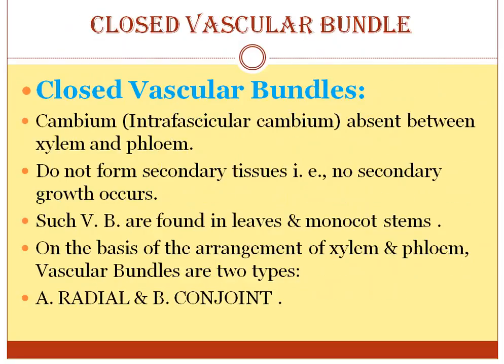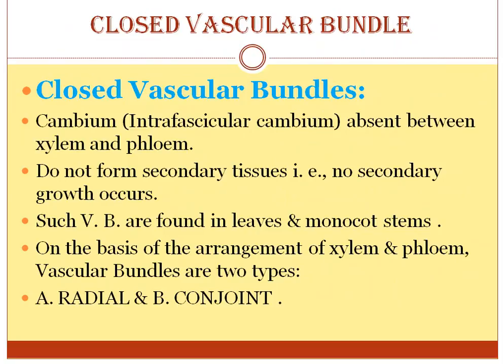Next one is closed vascular bundles. In closed vascular bundle, cambium, that is intrafascicular cambium, is absent between xylem and phloem. They do not form secondary tissues, that is no secondary growth occurs. Such vascular bundles are found in leaves and monocot stems.